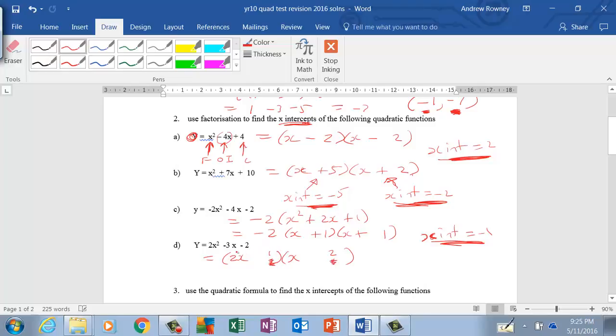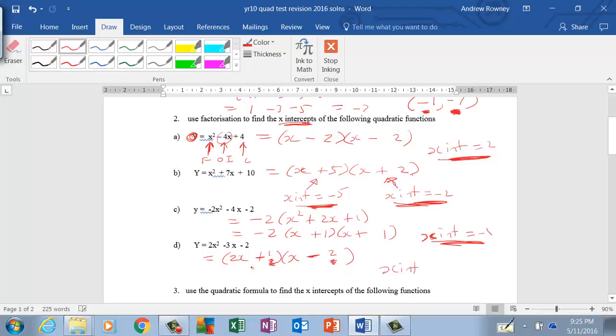Now to get minus 3x, we have to have the minus with the outside 4x, and the plus 1x with the inside. So it's minus 4x plus 1x is minus 3x. So that's correctly FOILed. Now we have to work out the x-intercepts.